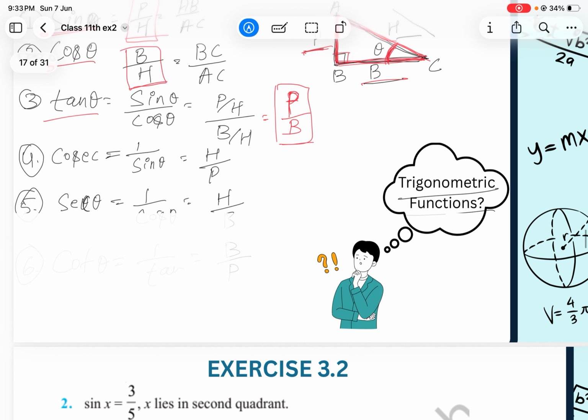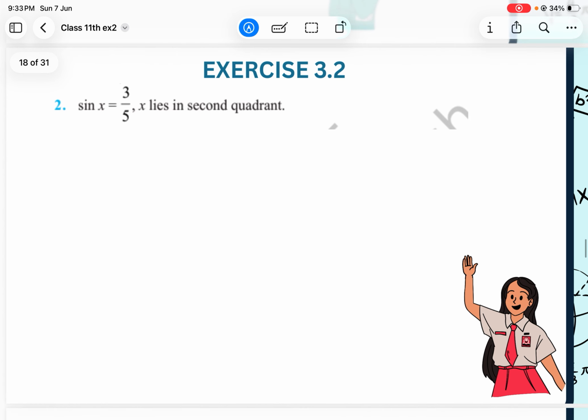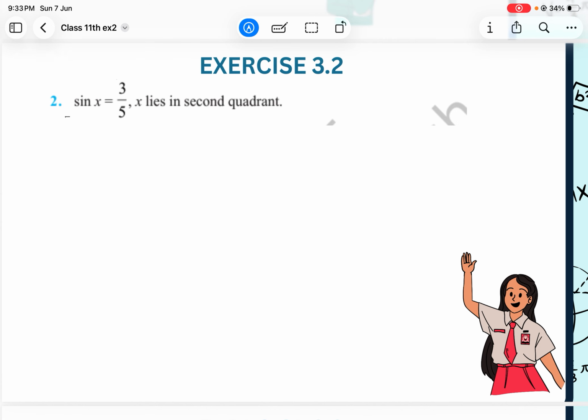We have done. Now let's solve question number 2, that is sin x equal to 3 by 5, and x lies in the second quadrant. So let me write, this is the second quadrant, and in the second quadrant sin and cosec are positive. When we write the value of sine or cosec, we will only write it as a positive value.